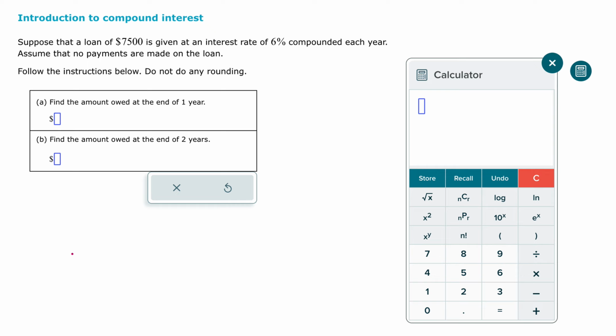So we have a formula for compound interest that looks like this. It's A equals P times (1 plus R over N) to the NT. So our P is our principal amount. That's the $7,500 in the problem.